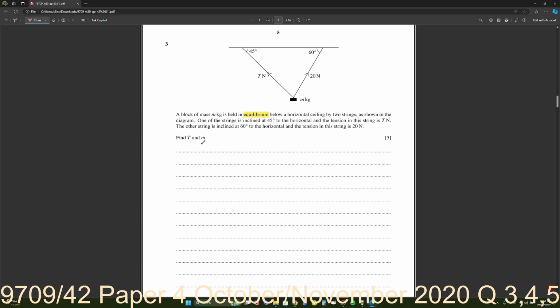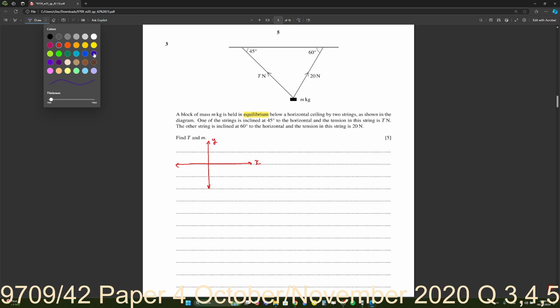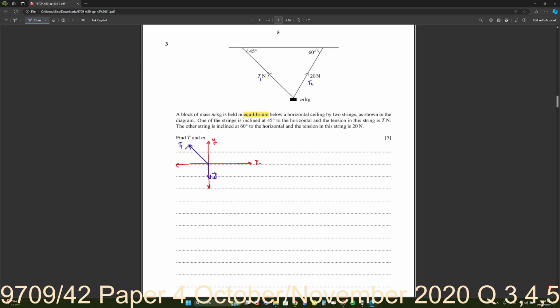We're going to start by drawing the free body diagram and resolving our forces into their components. So y and x. We start by showing the weight, which goes down. We then show our two forces. I'm going to call this one T1, and this one T2, just for solving purposes. We put in brackets that T2 is 20 newtons.